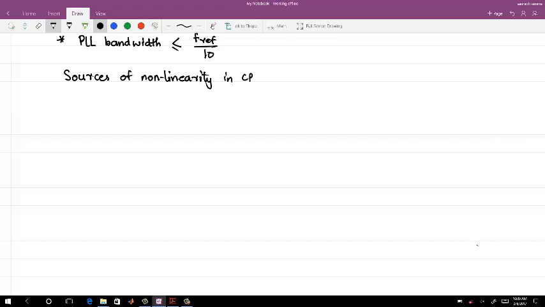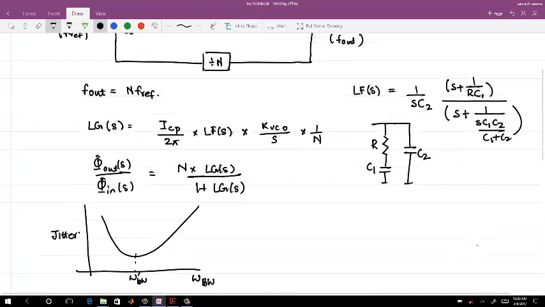In charge pump based PLL, this applies for both your divider N equals 1 or anything greater than 1. So what do you think is the first source of nonlinearity which comes to your mind?